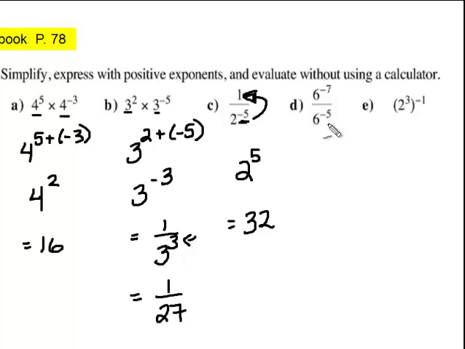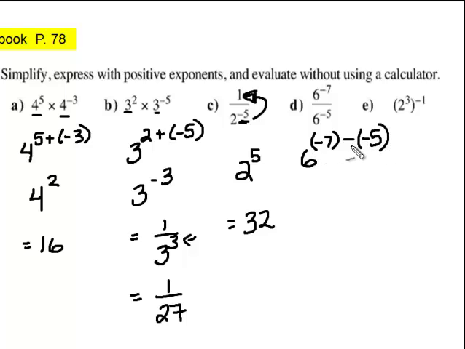For part D, students are often tempted to switch each number to make the exponent positive. I would suggest you simplify first and then see if moving is necessary. So in this case, I have two powers with the same base, so 6 to the negative 7, and I'm dividing, so that means I'm going to subtract my exponents. Just be really careful with this.